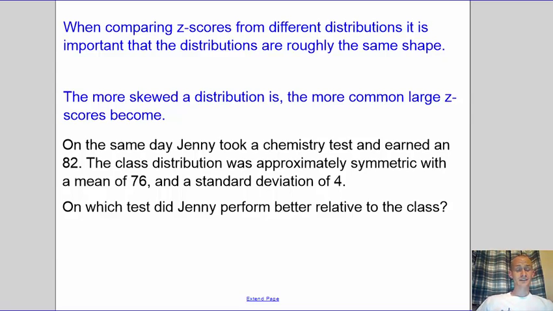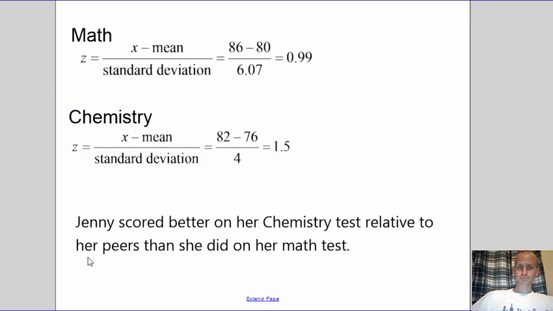Well, we need to calculate the z-score. We can compare z-scores one to another to get an idea of how they compare. If you think back to the original distribution of those math scores, that was approximately symmetric. So it's okay to use this distribution because it's also approximately symmetric. Let's take a look at the answer.